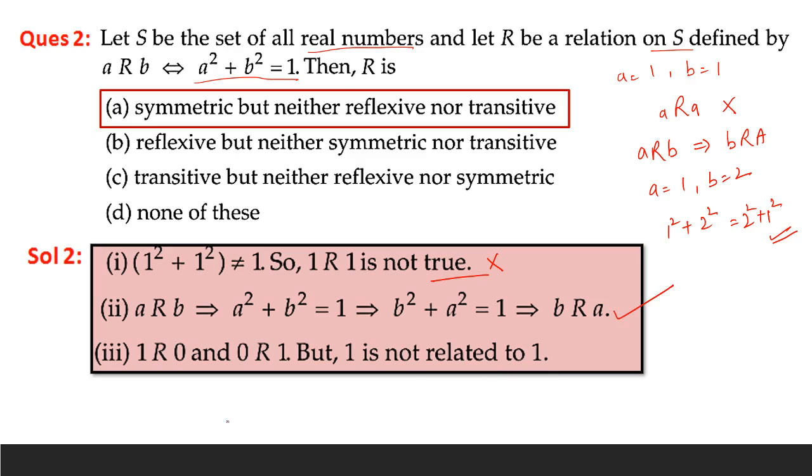What about transitive? Let's take a as 1, b as 0, and c again 1. If 1 R 0, is it true? Yes, 1 squared plus 0 squared is equal to 1. This is true. Now let's take 0 R 1. Then also this is true: 0 squared plus 1 squared is equal to 1. Yes, it is true. But do we have 1 R 1, 1 related to 1? Is it true? No, this is not true. So this is not transitive. The relation is symmetric but neither reflexive nor transitive.